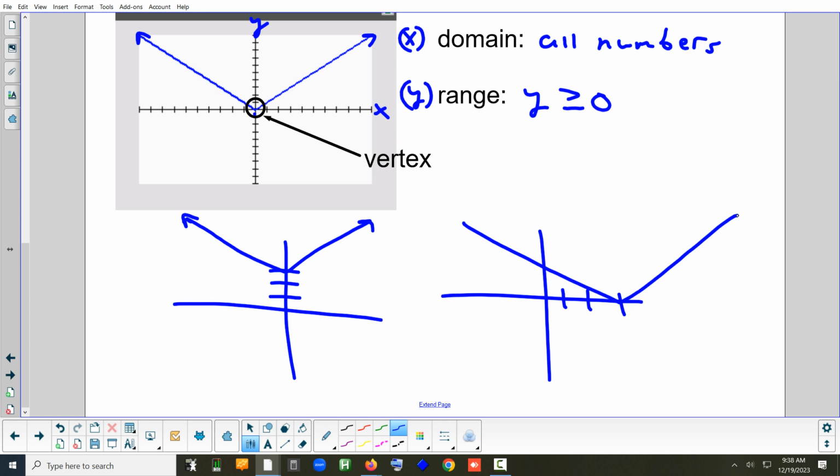Three. So 3 means that it never goes lower than that dotted line. -3 would mean that it goes down this far. Oh, 0. Yeah, the range on that one is 0. That's the lowest that it goes.